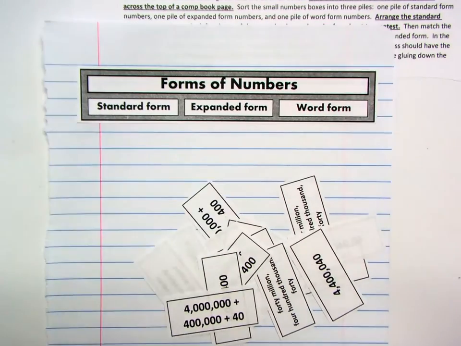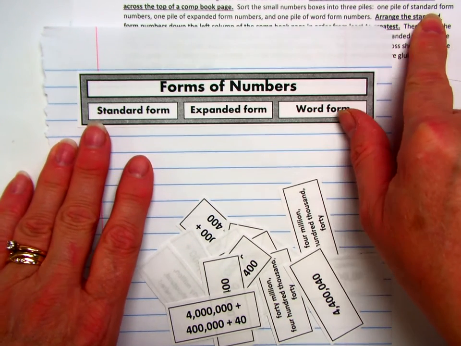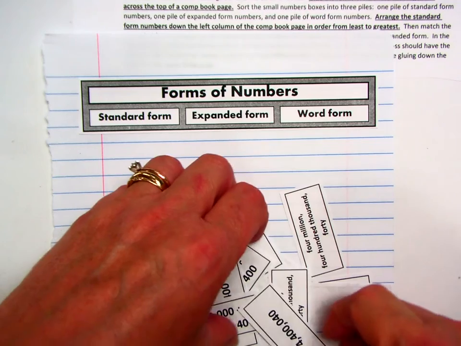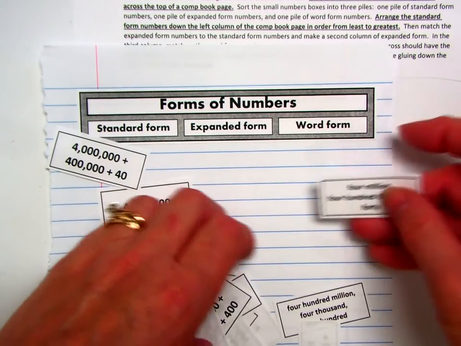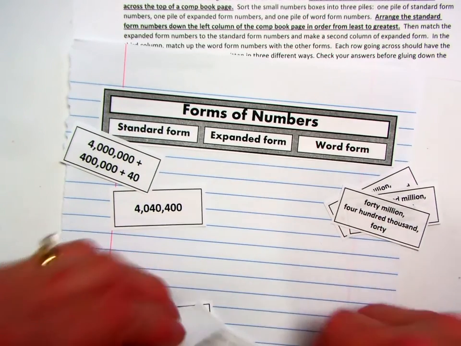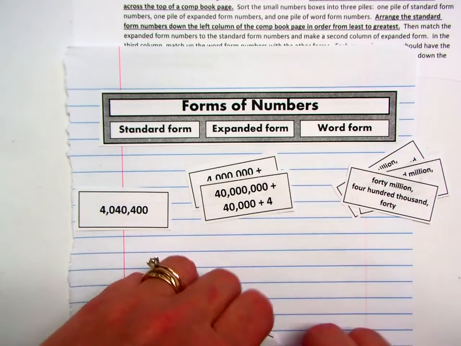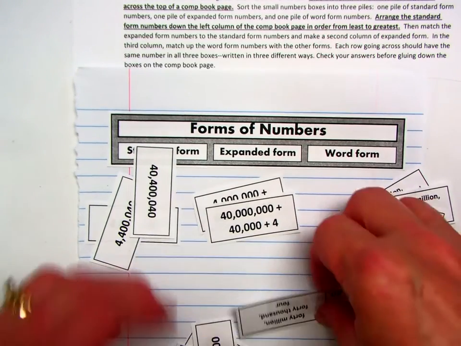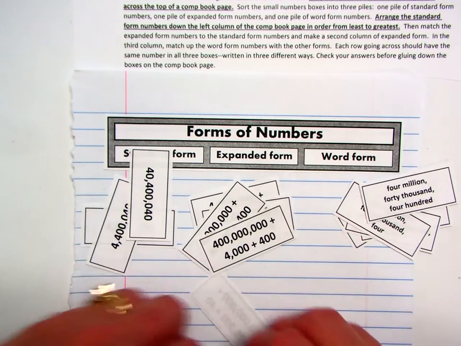Okay. Now, the next thing I need to do is sort the small number boxes into 3 piles. One pile of standard form numbers, one pile of expanded form numbers, and one pile of word form numbers. So I'm going to separate these out. There's words. These are words. Any of these that have addition problems, those are expanded. If it has addition signs, it's expanded. There's words, addition.